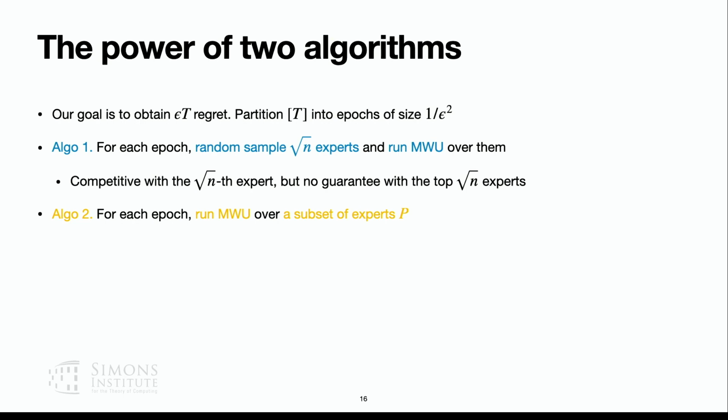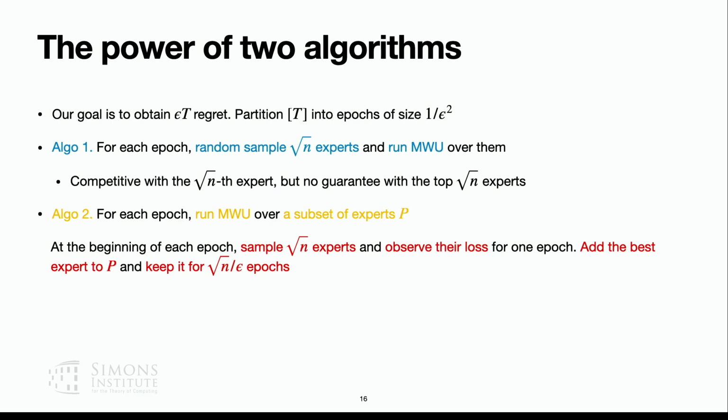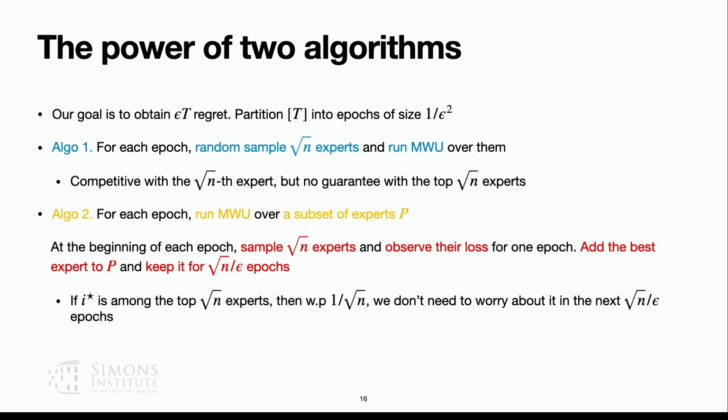For algorithm 2, it's a bit more complicated. Again, for each epoch, it runs multiplicative weights. But this time, it runs multiplicative weights over a subset of experts, and the subset is not obtained by random sampling; I'll explain how we maintain this subset. At the beginning of each epoch, algorithm 2 samples square root n experts. It keeps them in memory and secretly observes their loss. At the end of this epoch, the algorithm chooses the best expert and adds it to this subset P and keeps it for square root n over epsilon epochs. Our final algorithm is then just, again, running multiplicative weights over these algorithms.